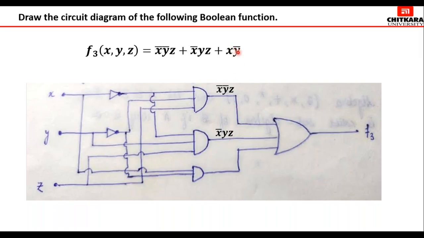And likewise, I need X into Y bar. So you can see that I need X. So this is my X, which is coming to the third gate. And I need Y bar. So Y bar, this was my Y. It entered here through a NOT gate. It became Y bar. And now it is coming down. And it has reached this gate. And I've combined this with the help of again an AND gate. And here my output is X into Y bar. And finally, these three things have to be combined with the help of plus. So I'm putting an OR gate in front of it, and the final answer is F3. Right? Okay.